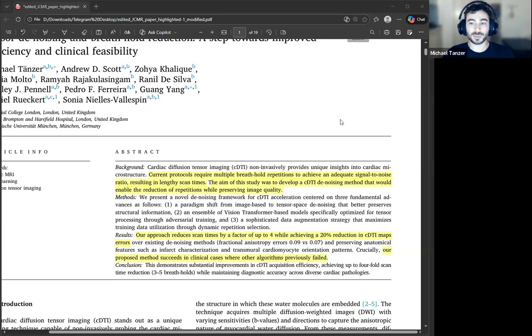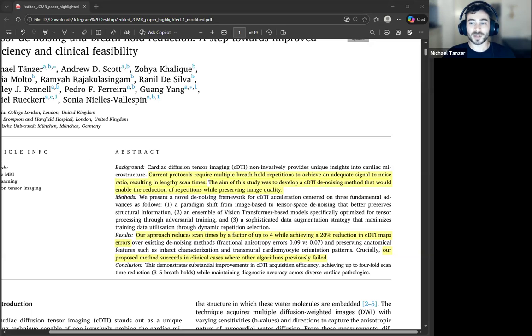Our group has already worked on this problem before. In previous work by Ferreira and colleagues, we showed you can use a UNet to compute diffusion tensors directly from reduced repetition data. And this was a very good step towards accelerating cardiac DTI. In this paper, we take it even further by shifting from a tensor computation problem, like the one in Ferreira et al., to a direct denoising problem in tensor space. We combine this with several architectural improvements and a data augmentation strategy that better captures realistic acquisition variations.